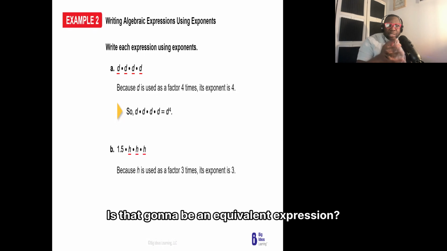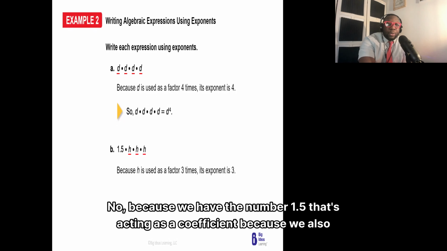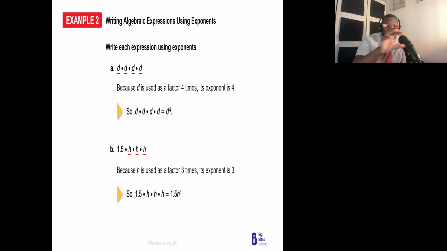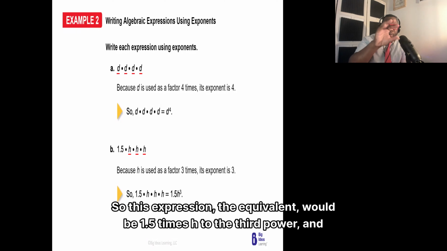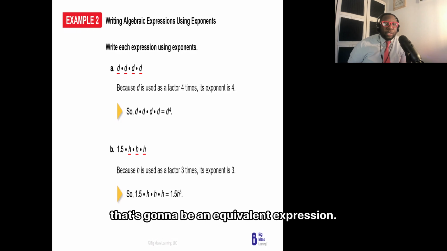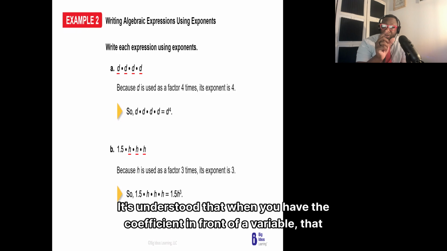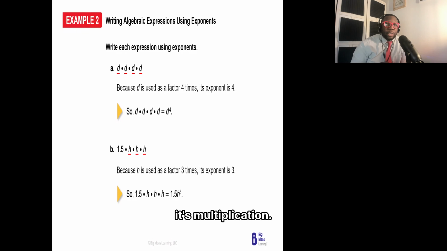But is that it? Is that going to be an equivalent expression? No, because we have the number 1.5 that's acting as a coefficient, because we also have to multiply that by 1.5. So this expression, the equivalent, would be 1.5 times h to the 3rd power, and that's going to be our equivalent expression. I'm hoping you also recognize that it's multiplication between 1.5 and h, but we don't have to put the symbol there. It's understood that when you have the coefficient in front of a variable, that it's multiplication.